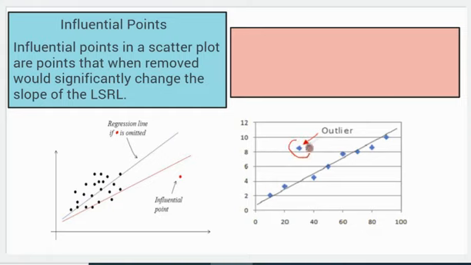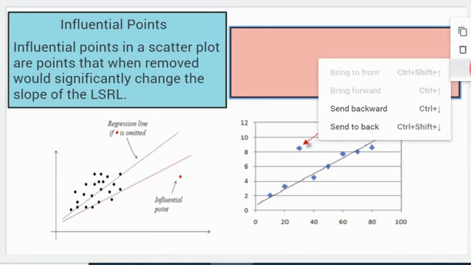Now, how would this point change our line of best fit? Well, it definitely would not change the slope very much. If this point went away, the y-intercept might change a little bit, but it would not really change the slope at all because it is not an outlier in the x direction. So this point right here, yes, it's an outlier, but no, it does not have leverage, and it definitely does not have influence.